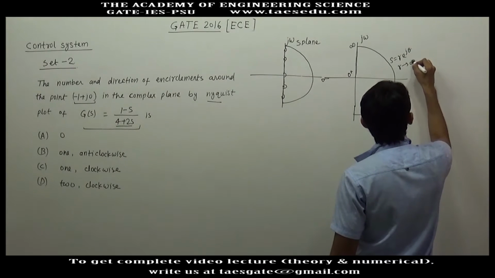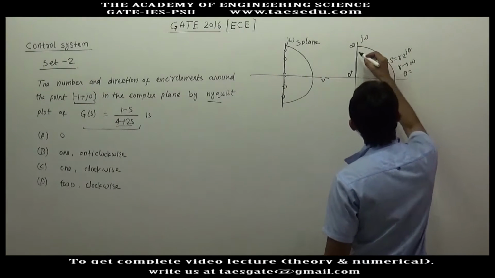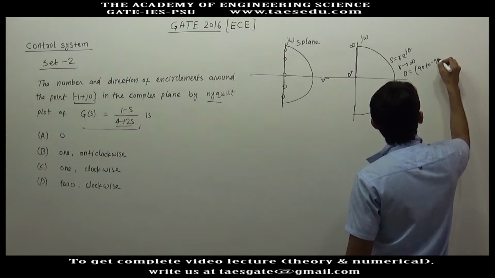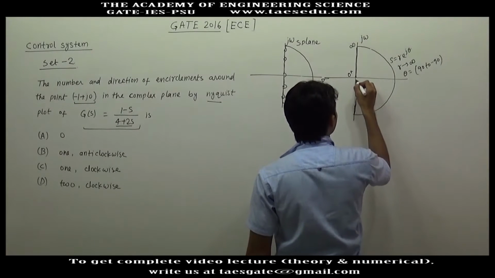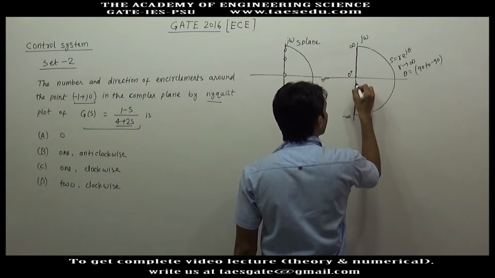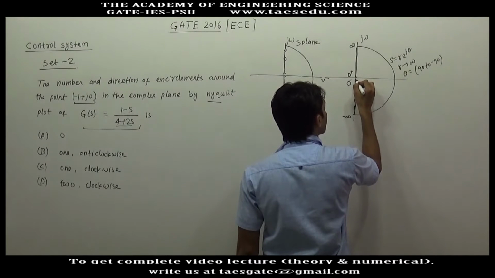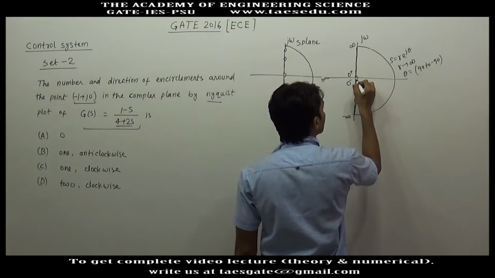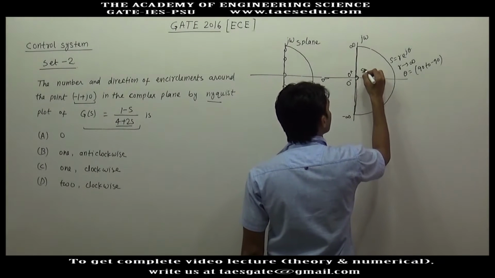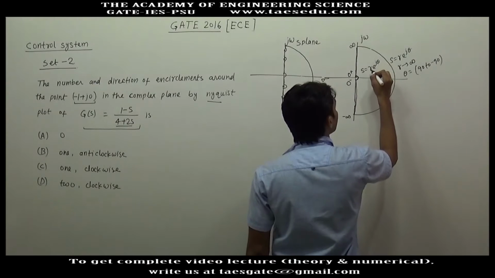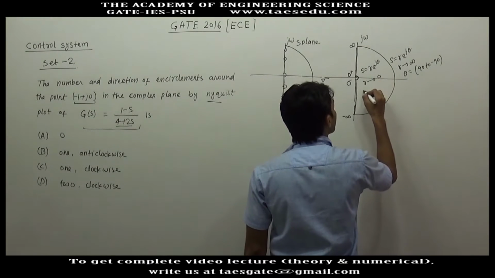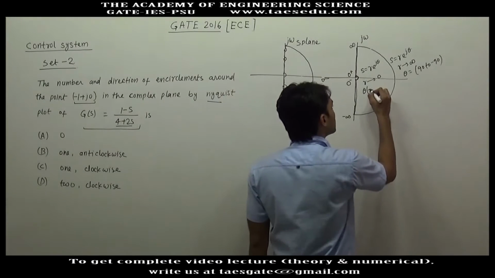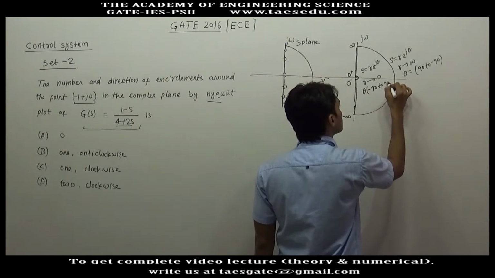R tends to infinity and theta will move from 90 degrees to minus 90 degrees. Then from minus infinity we have to move to 0 minus, and then again making a half circle, at this part we will have s equal to r e to the power j theta, R tends to 0 and theta will go from minus 90 degrees to 90 degrees.